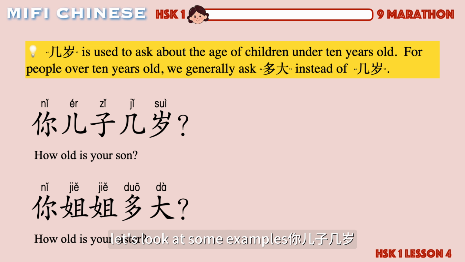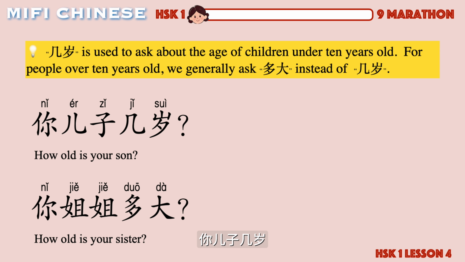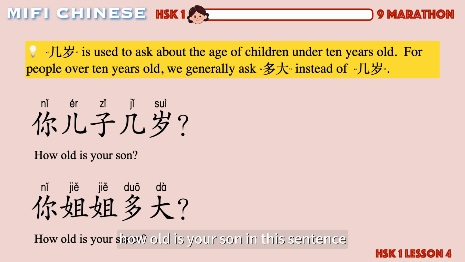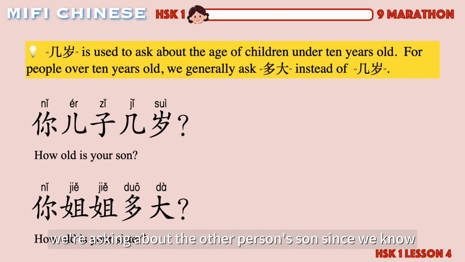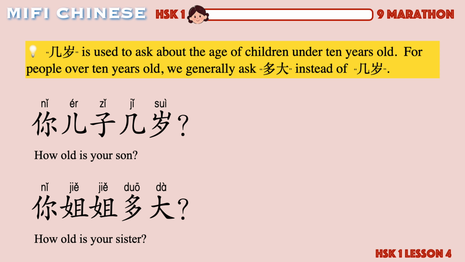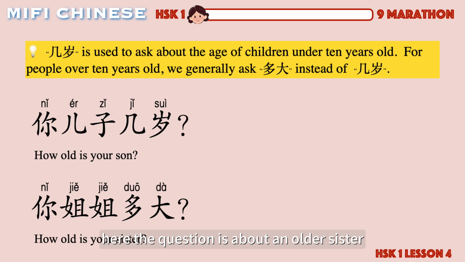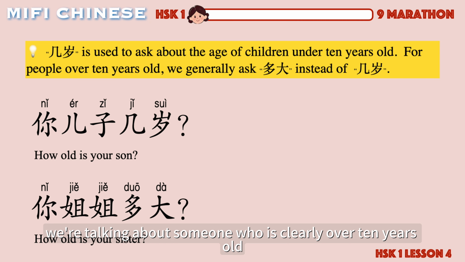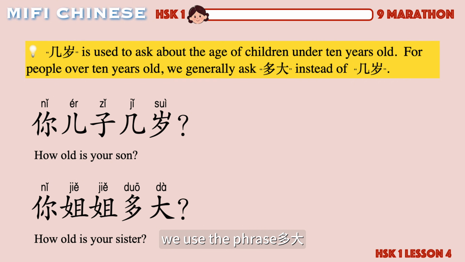Let's look at some examples. 你儿子几岁？How old is your son? In this sentence, we're asking about the other person's son. Since we know we're talking about a young child, we use the phrase 几岁. Number 2, 你姐姐多大？Here, the question is about an older sister. Since we're talking about someone who is clearly over 10 years old and no longer a small child, we use the phrase 多大.